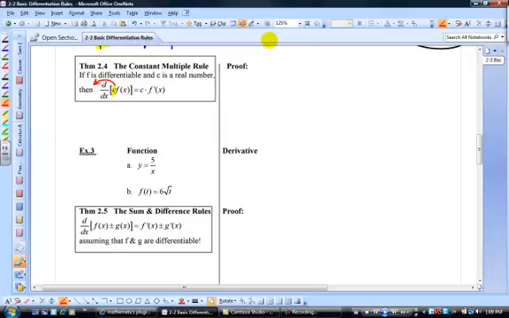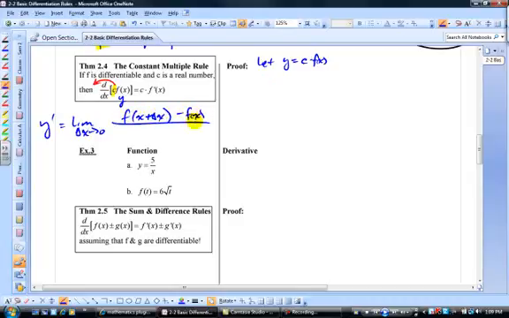Okay, so here we go. We're going to let y equals c times f of x, and we're going to take a derivative and see what happens by applying the limit definition. Again, the limit definition: y prime is equal to the limit as delta x approaches 0 of f of x plus delta x minus f of x, all divided by delta x. There's your limit definition. Write it down every single time, and after repeating it a lot of times, you'll get the hang of it.